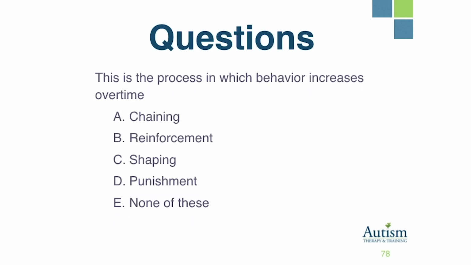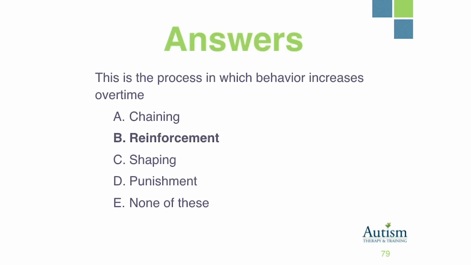This is the process in which behavior increases over time. A, chaining, B, reinforcement, C, shaping, D, punishment, or E, none of these. The correct response is B, reinforcement. Excellent work.